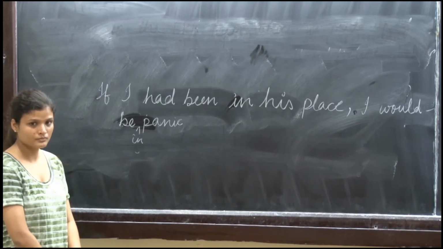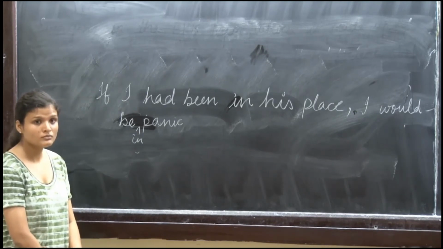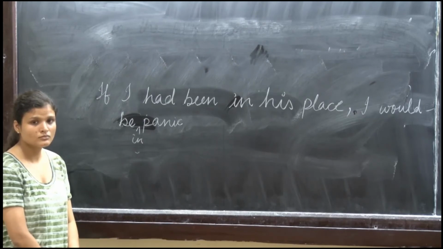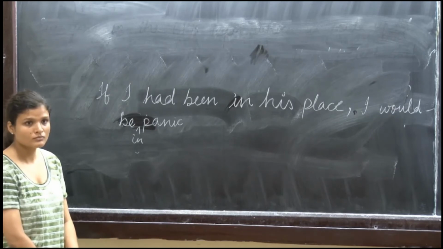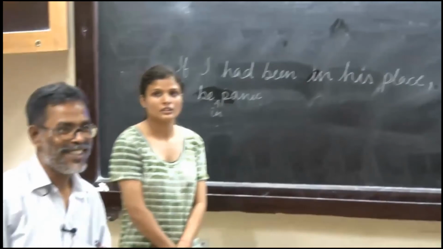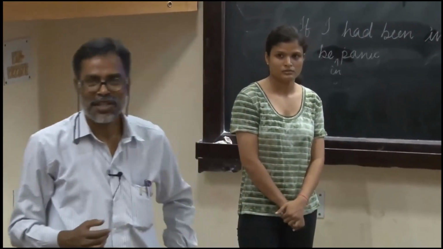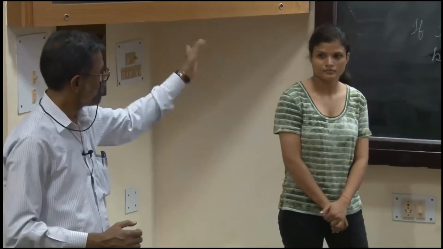Now, in place of had been in the first part of the sentence, can you use something else? Was is not right. Where is the word? If I were. So, in hypothetical situation, somehow were is used. I wish I were a king. If I were there, and so on. Rub it off.